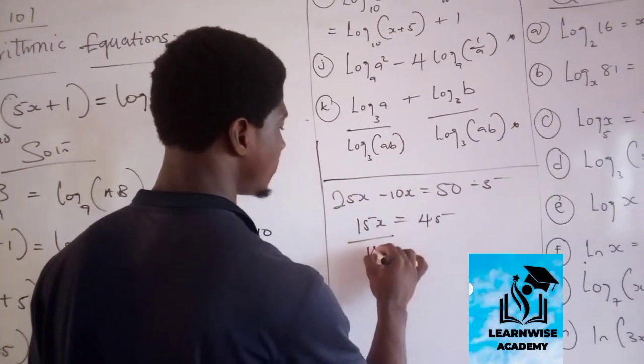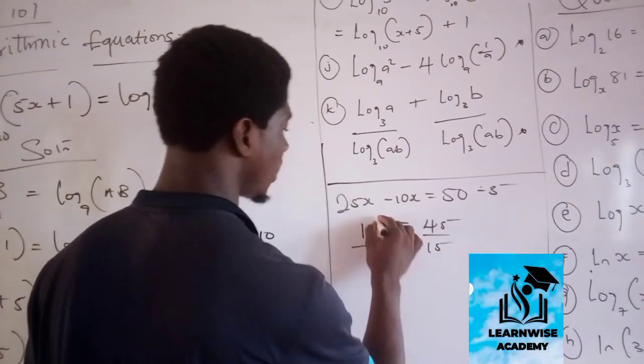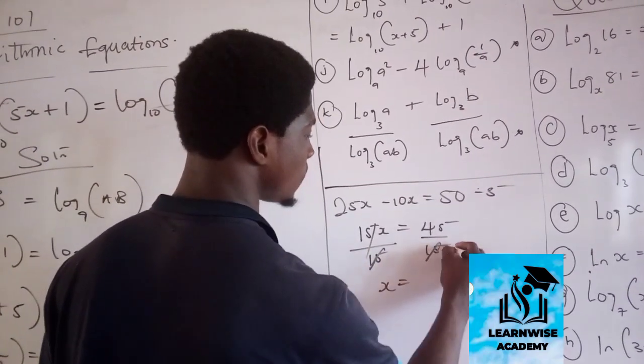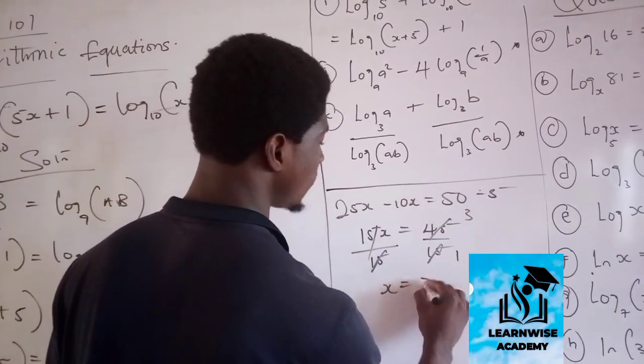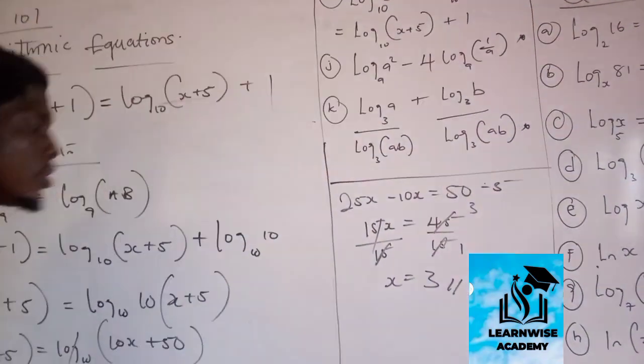Dividing both sides by 15, the 15 cancels out, and 45 divided by 15 is 3. So we have x is simply equal to 3.